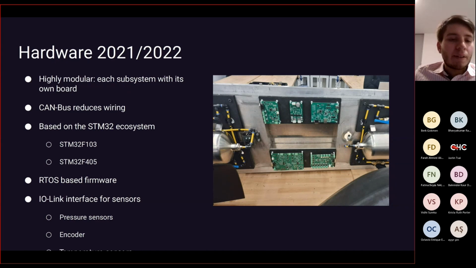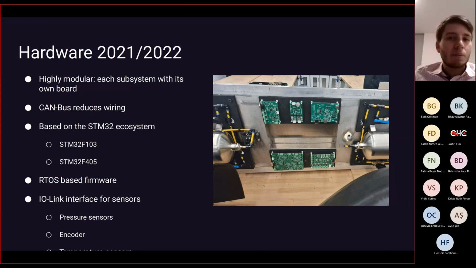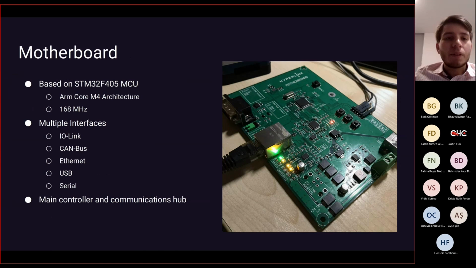And the main board also has an IO-Link interface for using more advanced or more high-end sensors that require this type of interface. We have for that a photoelectric sensor. So this is the motherboard from last year. This uses the 405 microcontroller, which is an ARM Cortex M4 architecture at 168 megahertz, so it's very fast.